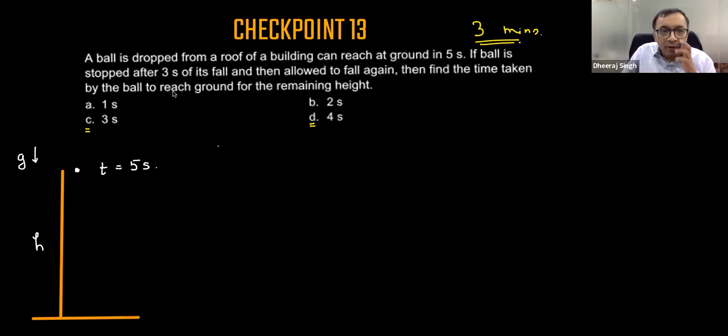Then if the ball is stopped after 3 seconds of its fall and then falls again, what is the time taken by the ball? Okay. So all of you agree, first of all, that H is equal to half g into 5 squared. All of you agree with this or not? 25 by 2 times g is H, right?